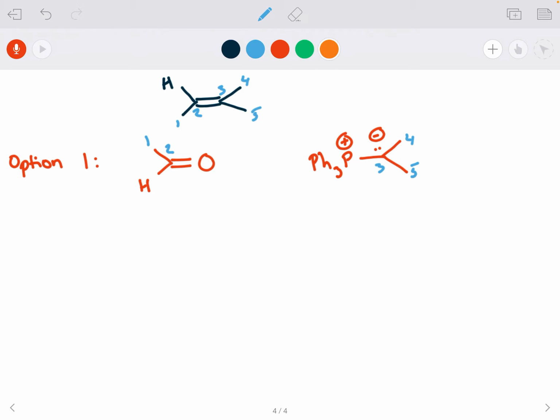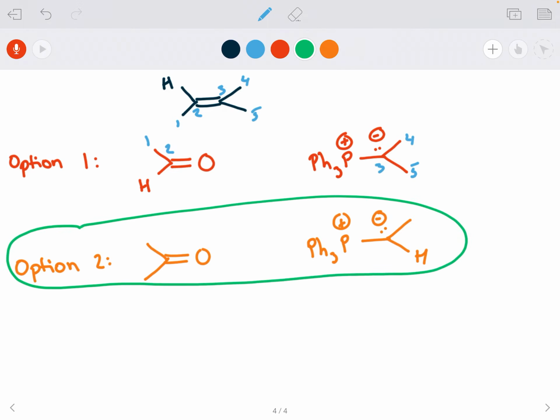My second option is going to be a ketone, and then my ylide would instead have a hydrogen and a methyl group rather than two methyl groups. So which option is better? Right, at first, it's hard to tell, and both of these would work, but one's better. Option 2 is the better one.